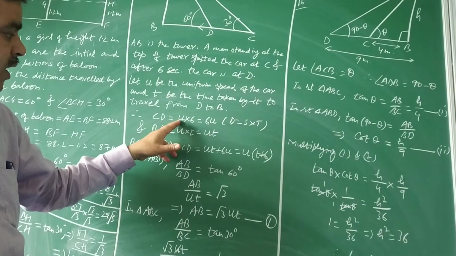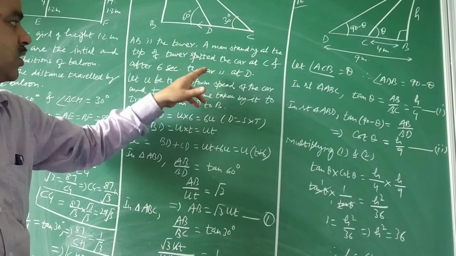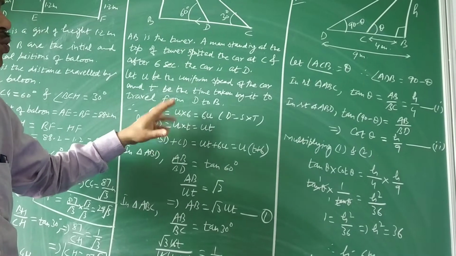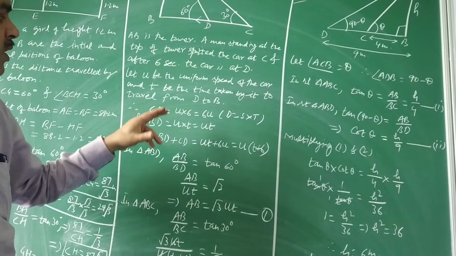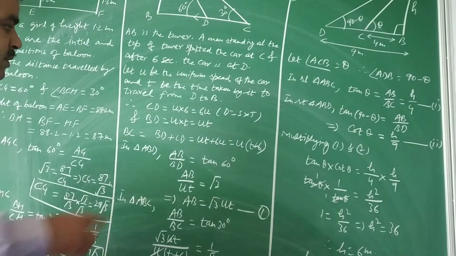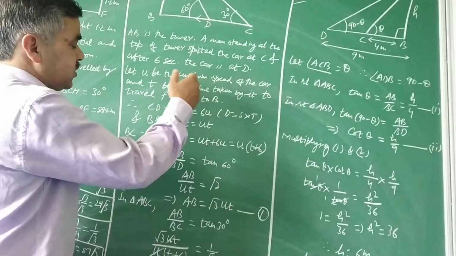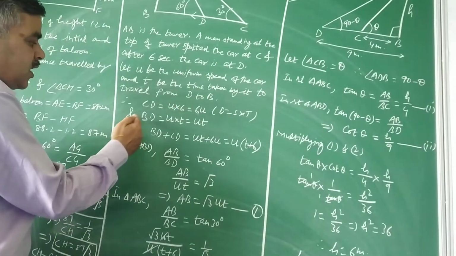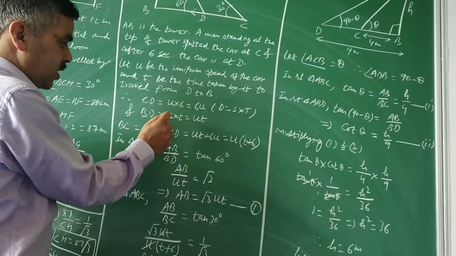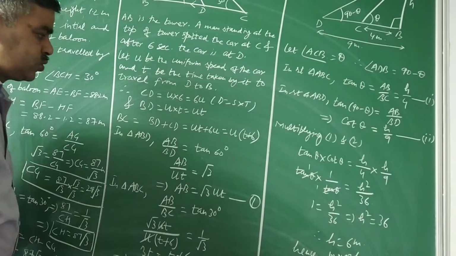So if the time is 6 seconds given from C to D, it is mentioned in the question, and speed I said is U because that will remain the same throughout. So distance CD is equal to speed into time, U into 6 will make it 6U. And similarly BD, from B to D, time taken is T and speed is again U. So U into T will be equal to UT.